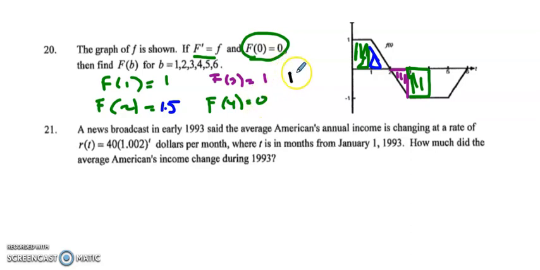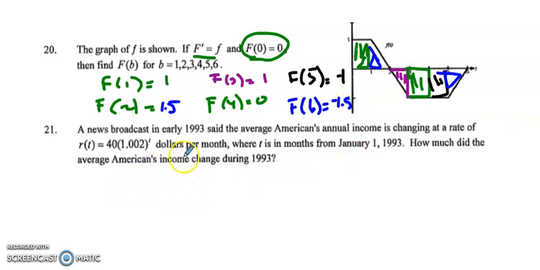And I keep going. Big F of 5, once again I subtract because the region is under the x-axis. So big F of 5 is -1. And then finally, big F of 6, I subtract another 1/2, so big F of 6 is -1.5.